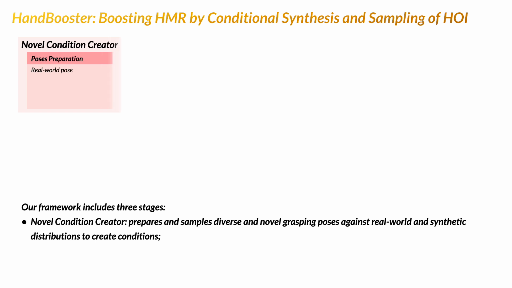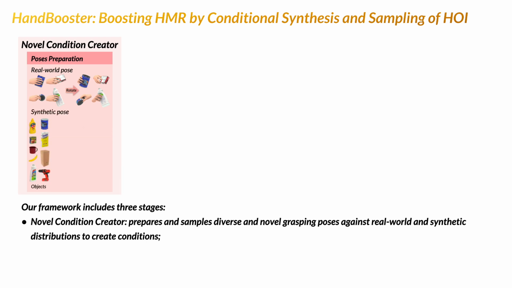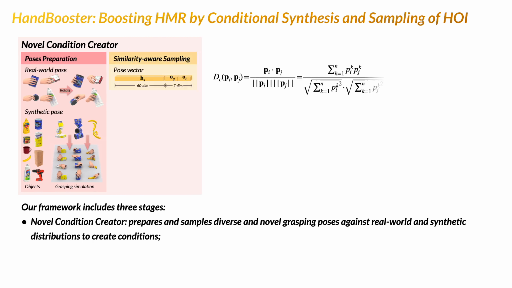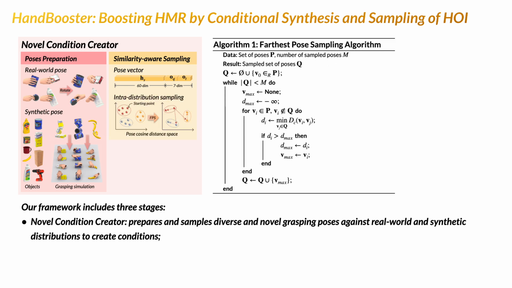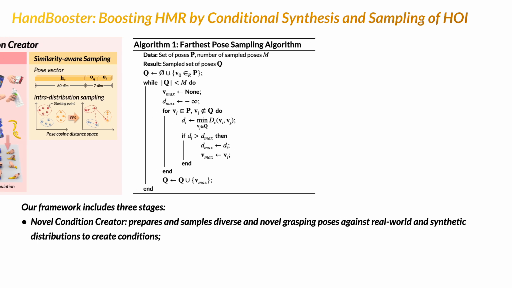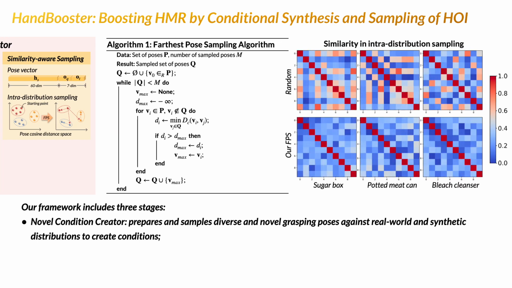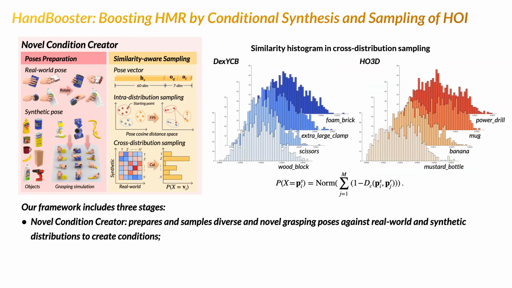First, we design the novel condition creator, where real-world poses are randomly rotated to produce novel views. To handle unseen scenarios, we also generate novel poses by performing grasping simulations. To maximize its efficacy, we construct the pose vector to compute the pose similarity. Then, our intra-distribution sampling strategy is applied to existing and novel poses separately to find distinct ones. After that, existing and novel poses are combined using our cross-distribution strategy to yield a more balanced distribution.